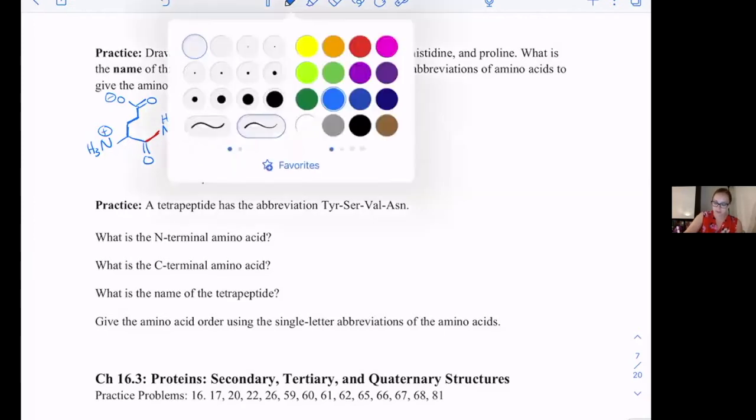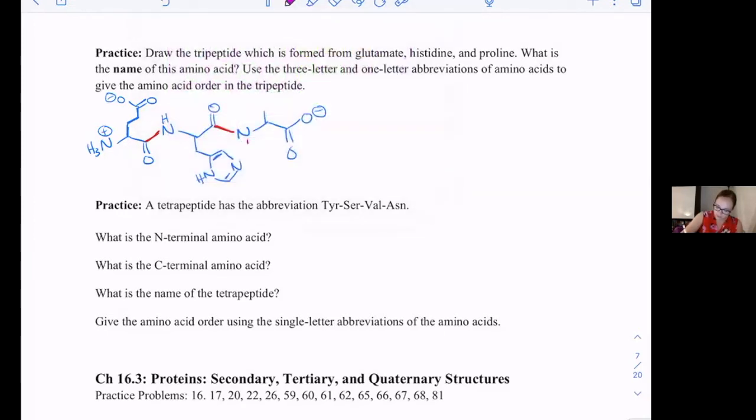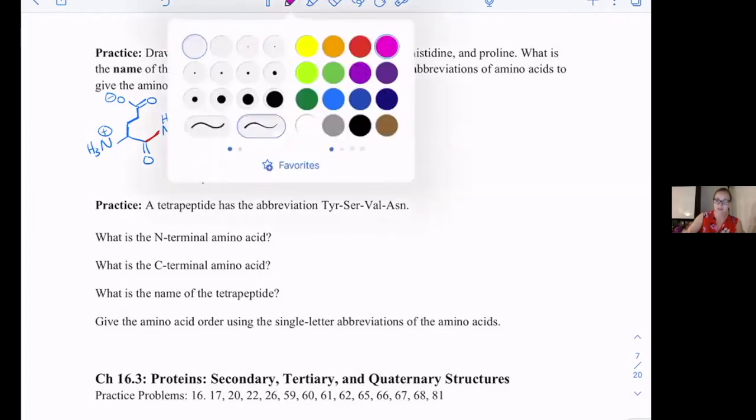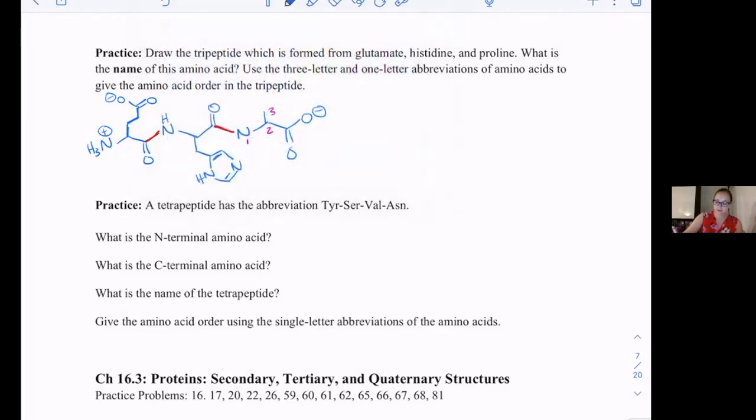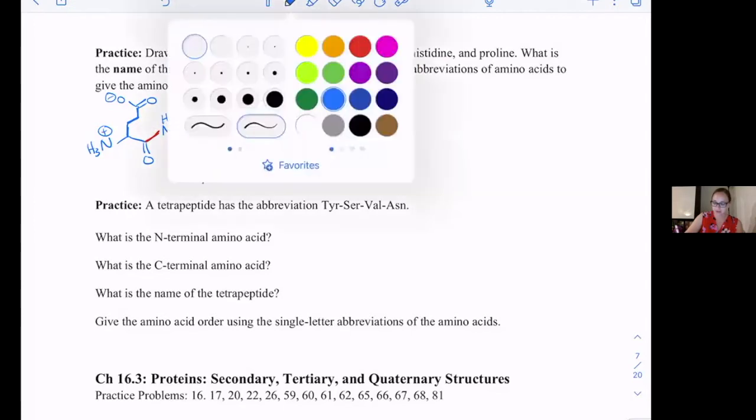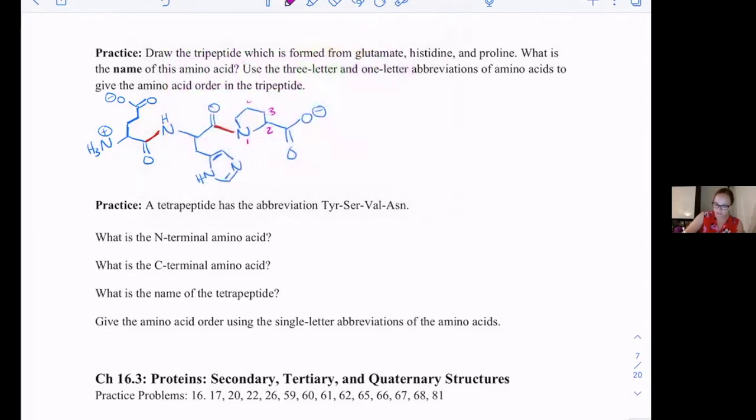So we have 1, 2, 3. So I need to put 2 more points in a ring, 1, 2, and then connect back to nitrogen. So now you see how we have a 5-membered ring, 3, 4, 5, and it comes back, bites back onto nitrogen. This is a weird one, I understand. Okay, so now we have all of our R groups. This is our peptide that we were asked to draw.